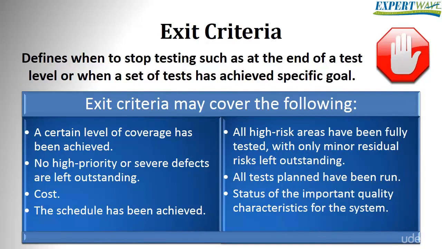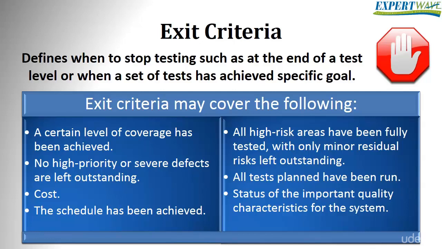Exit criteria. We have heard the term exit criteria before in the test process in the first section. Exit criteria are used to determine when a given test activity has been completed or when it should stop. Examples of some typical exit criteria for test execution may include: no high priority or severe defects are left outstanding. We have spent the budget for the testing activity. The schedule has been achieved. All high risk areas have been fully tested, with only minor residual risks left outstanding. All tests planned have been run. The status of the important quality characteristics of the system could be an exit criterion.